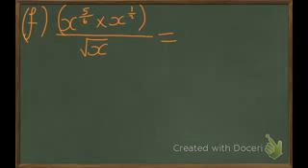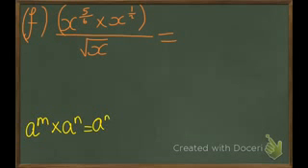If I just write it down here, it is a to the power of m multiplied by a to the power of n is equal to a to the power of m plus n. So therefore, our numerator can be written as x to the power of 5/6 add a half. Now what is 5/6 add a half? Well, that is simply 8/6, which is 4/3.